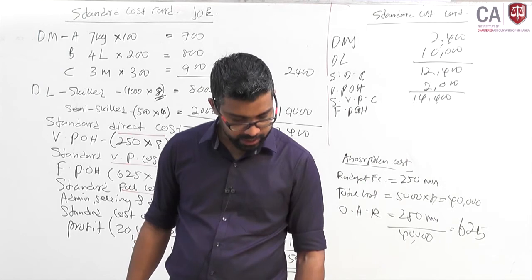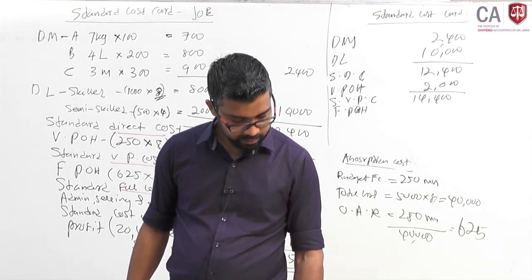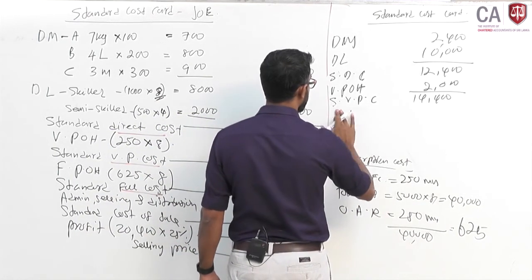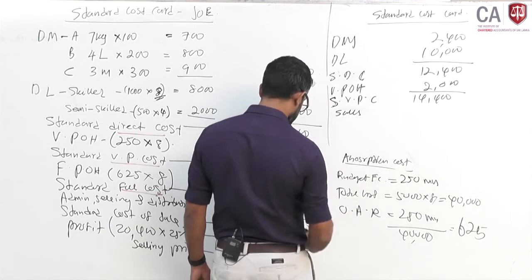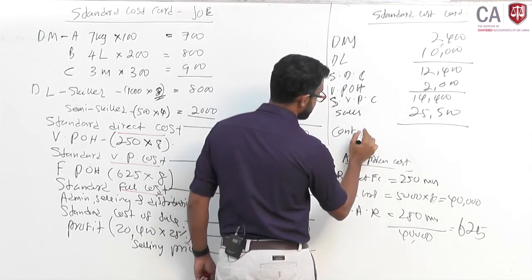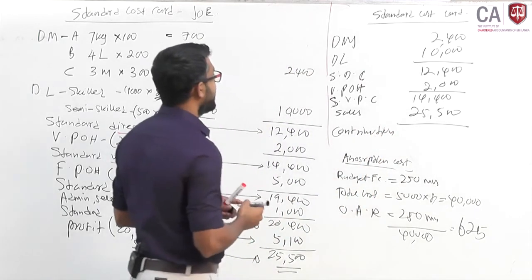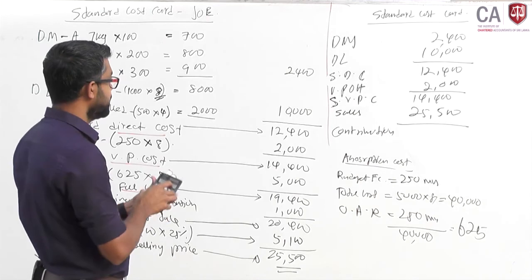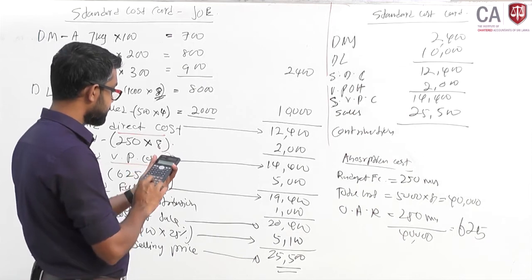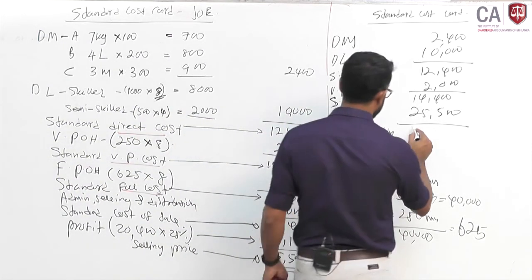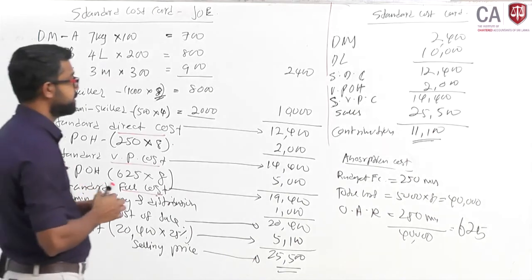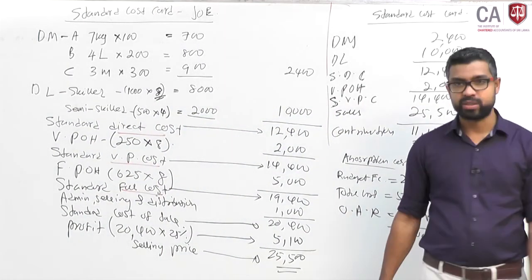They are using absorption costing, right? But we want contribution, so you have to stop here. Sales are 25,500. This is the contribution: deduct the variable cost from sales, which gives 11,100. So this is how you can calculate the contribution from the standard cost card.